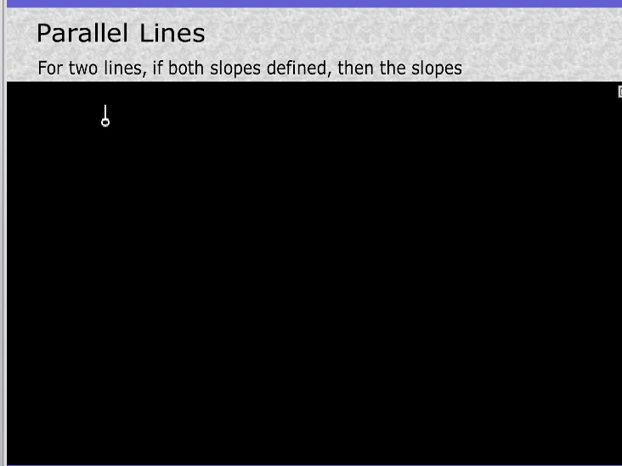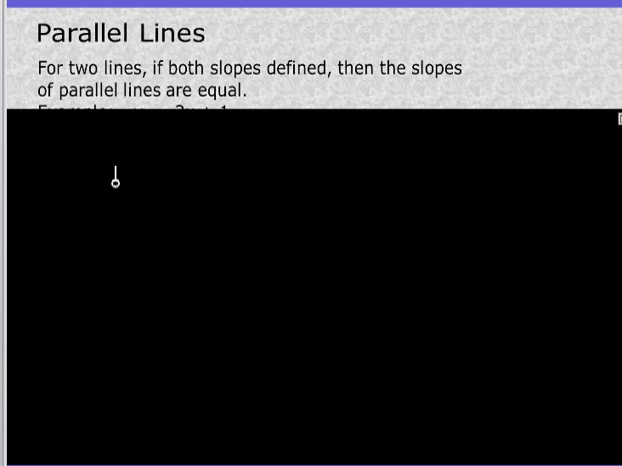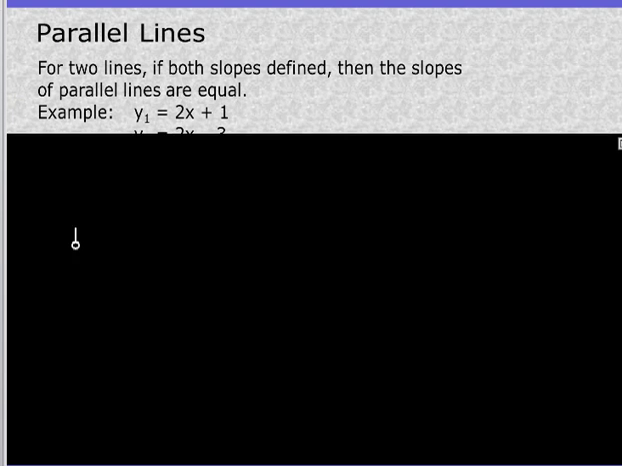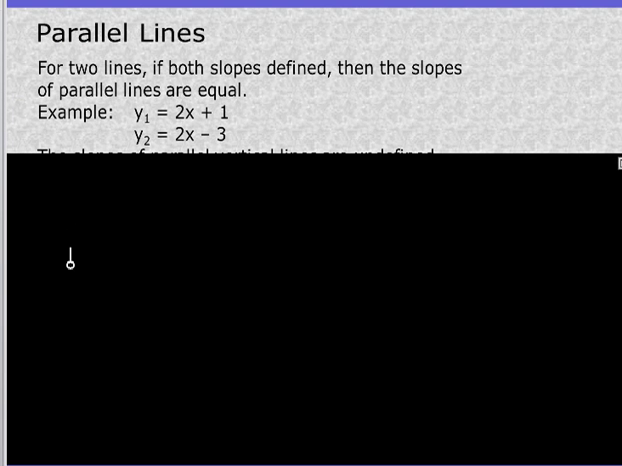Okay. So let's look at parallel lines again. This is something we had last year. For two lines, if both slopes are defined, then the slopes of parallel lines are equal. So if we have equal slopes, the lines are going to be parallel. Here's an example. Equation 1 is y equals 2x plus 1. Equation 2 is y equals 2x minus 3.